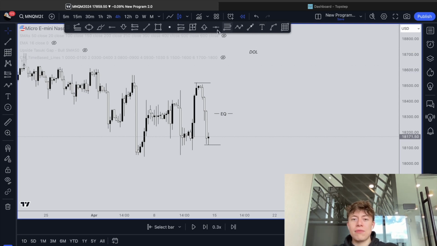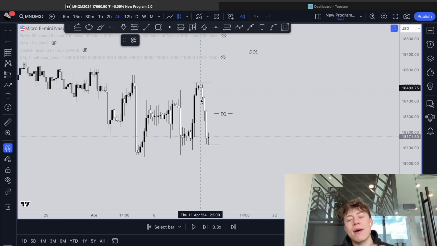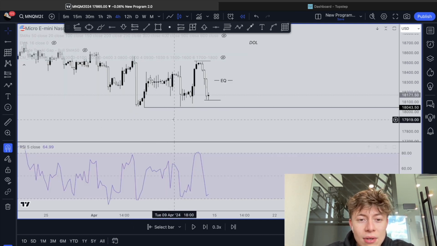Now, where is our draw on liquidity? That's the next thing we want to find. Our draw on liquidity for me, since we have a swing low, I'm going to already have in my head, okay, we had this big drop. Can we go shorter? Why would we go shorter? And I start to look for clues. And we have sell side liquidity down here, okay?